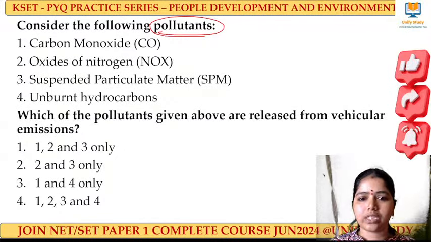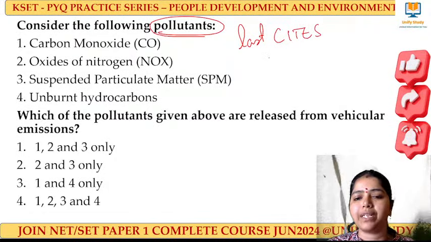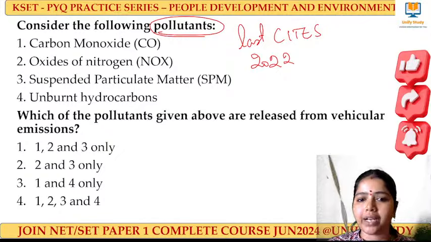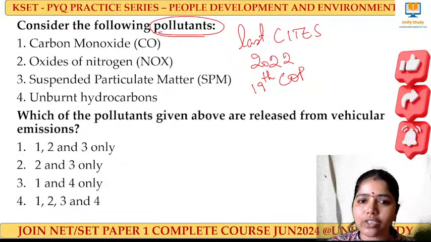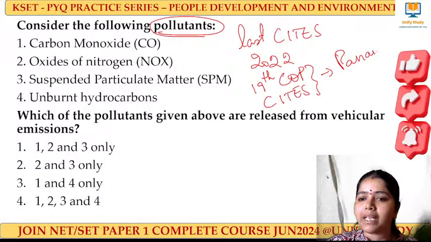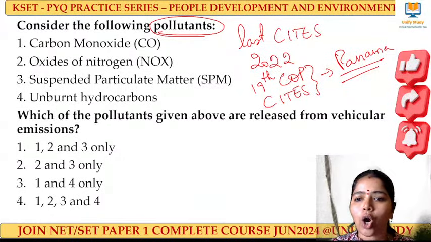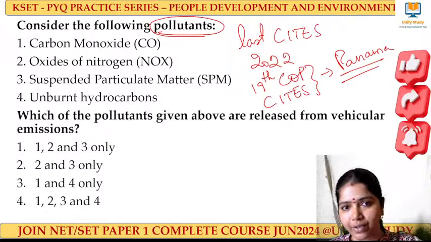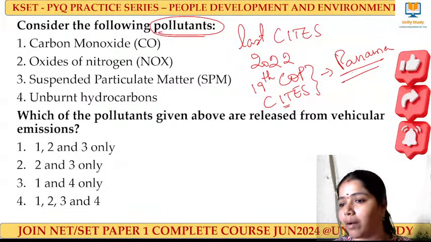One small correction with the question before: the last CITES was held in the year 2022. Please kindly update in your notes. 2019 was given; please update to 2022, that is the 19th Conference of the Parties of CITES. It was held in Panama. It is called COP 19 with respect to CITES. Don't confuse this COP with the UNFCCC one; that is different, there also COP comes. With respect to CITES, it is the 19th COP, in Panama. Please kindly note this down.